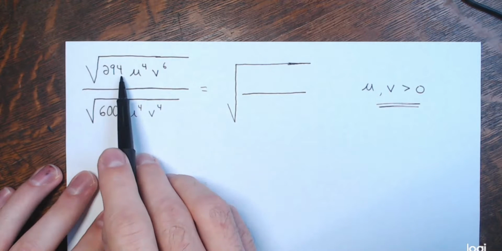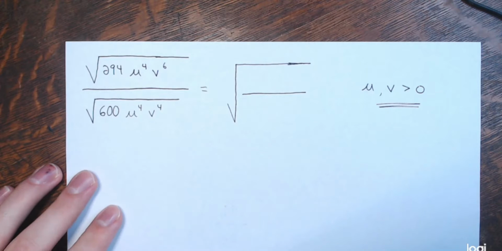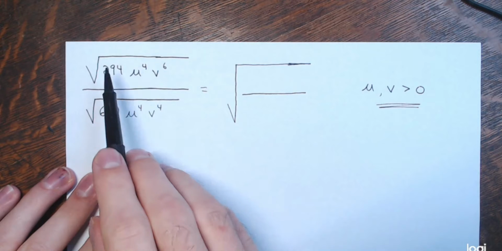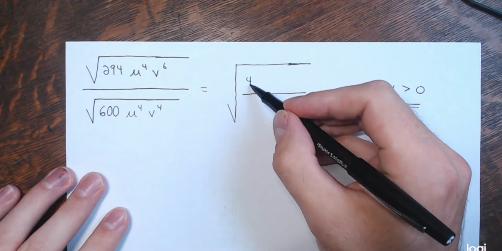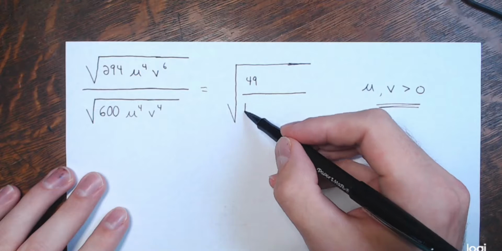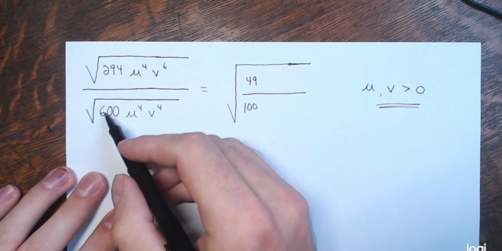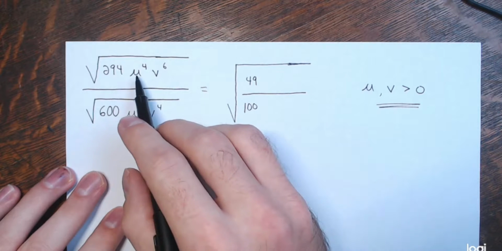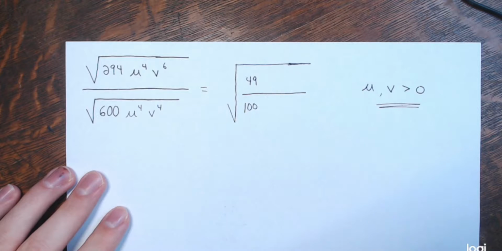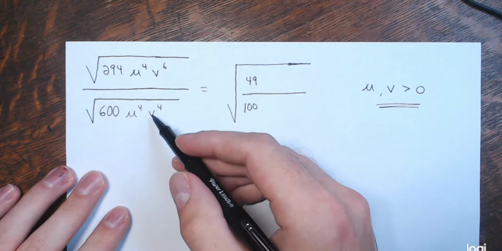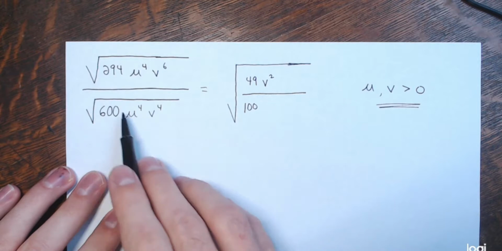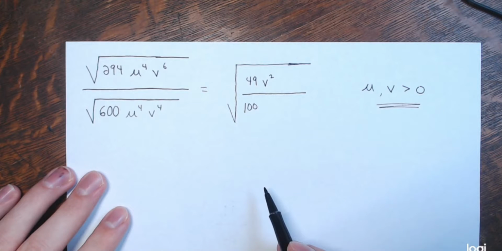Now 294 and 600 are both multiples of 6. Now you can do the whole factor tree stuff. I'm just telling you right now, this is 6 times 49, and this is 6 times 100. Right, so 294 over 600 would reduce to 49 hundredths. And u to the 4th over u to the 4th, no more u's. And then v to the 6th over v to the 4th, you'd be left with v squared in the numerator. So this fraction here simplifies to 49v squared over 100.